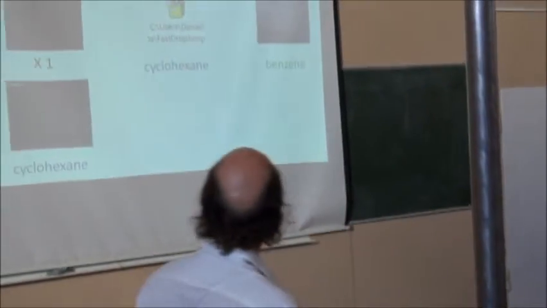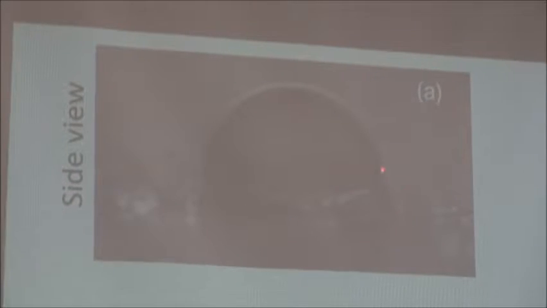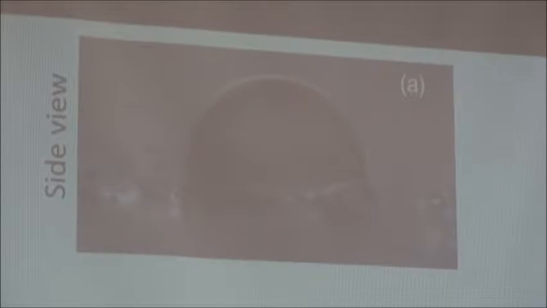Okay, so I go a little bit further. Now, if you look from the side, you see that that's cyclohexane, that's water, and you see there is something here. That is, there is a layer of melted cyclohexane that imperfectly wets water. So this is solid cyclohexane.